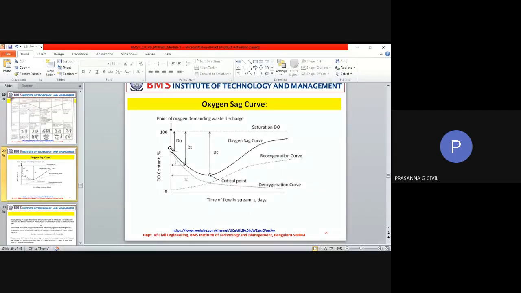And at that point, when you have added wastewater or organic material has entered the water through your waste, there will be a depletion. And suppose at this point you have a DO of around 6. Then your DO deficit will be calculated as 10 minus 6. So that will give you the DO deficit. DO deficit is defined as the difference between the saturation DO and the actual DO at that particular point of time from where the pollution has entered your stream.